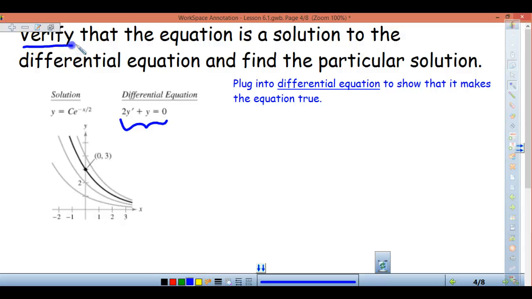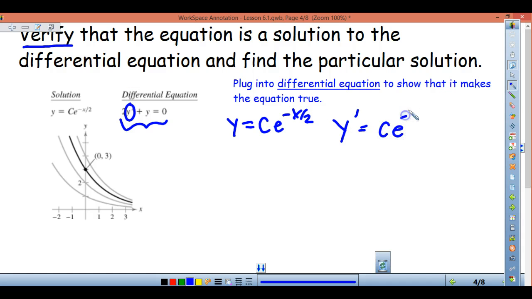The word verify implies that it should work. So if we know y is equal to c e to the negative x over 2, we need to find the first derivative for this. That's something that's important. All right, so c e to the negative x over 2 times, and then I have chain rule, so times a negative a half.